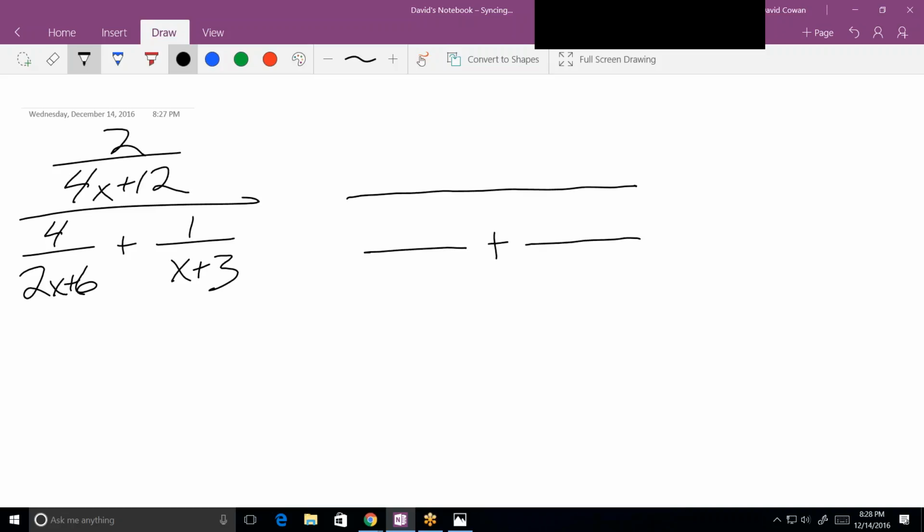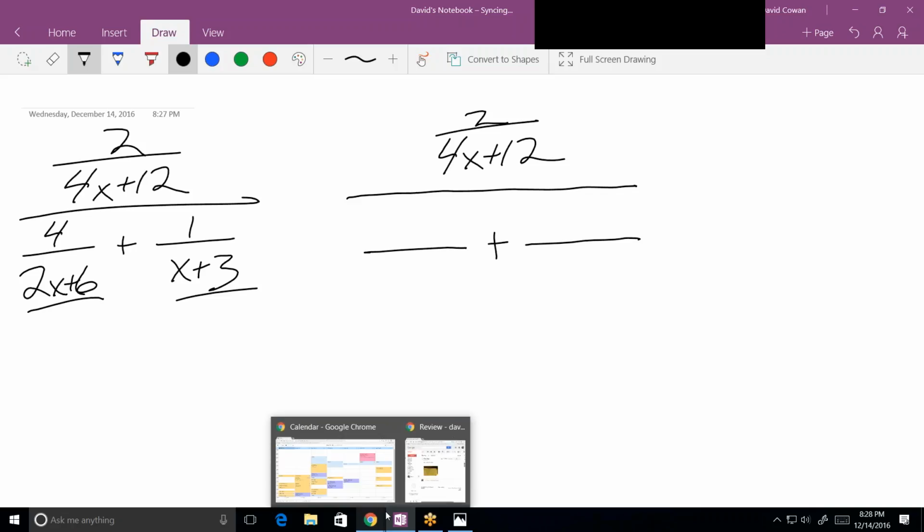Here. What's the least common denominator in the denominator? Put that up there so you can see what we're doing. What's the least common denominator between that denominator and that denominator? You would do 2x plus 18? No.